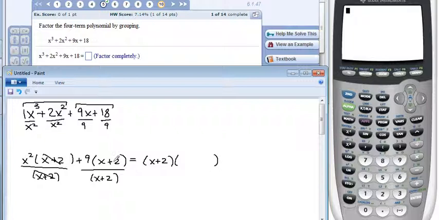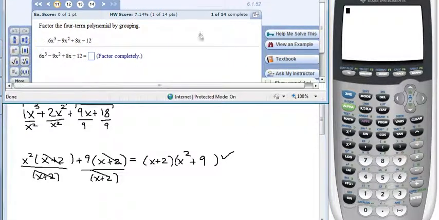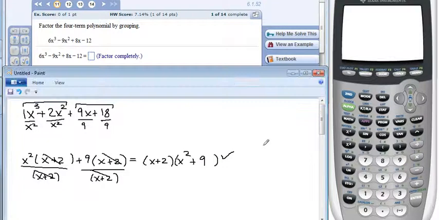We have the x squared plus a 9. Now I always have to look to see if I can do anything further with what I've created here. There's nothing in common with these, so this is finished. I don't have anything in common between these 2, and I don't have anything in common between those 2, so then I'm done. That's called grouping. Should we try another one?